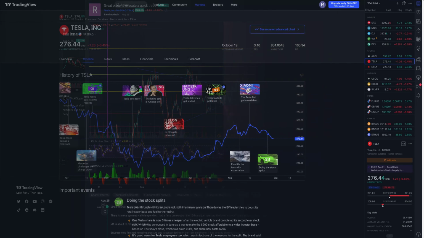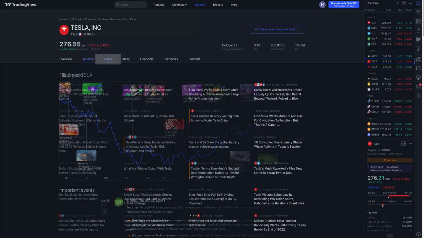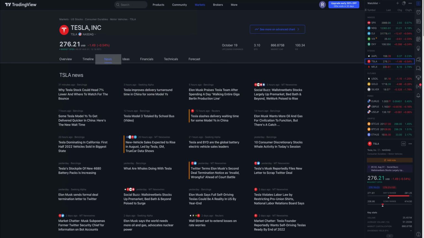Next, you have the timeline, which is another excellent tool to learn the history of the stock or better, the company and how certain news affected it. For Tesla, we can look at quite a few major milestone news over the years, with the most recent one being the stock split of 3-1, which took place on August 26 of 2022. The news section can also be found here, and as I mentioned earlier, it is a great way to stay up to date with what is going on with the company.